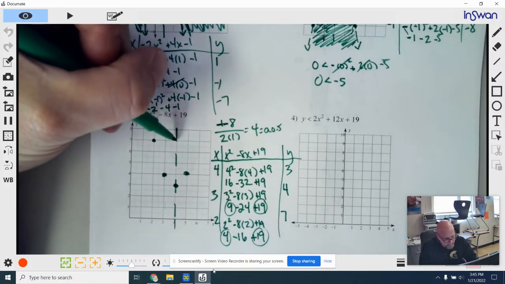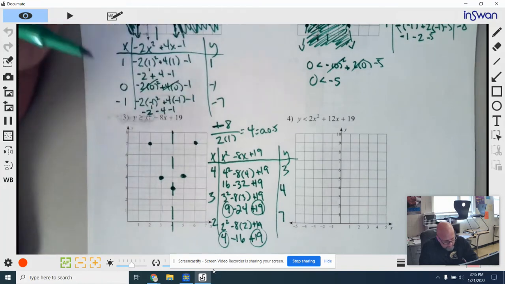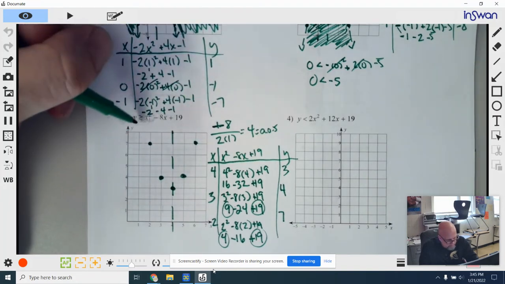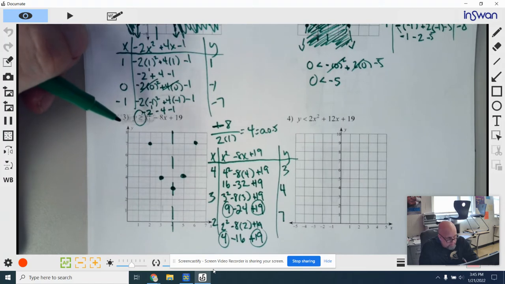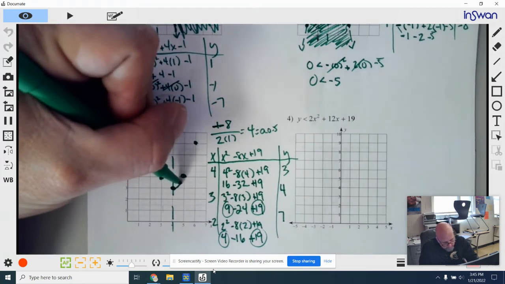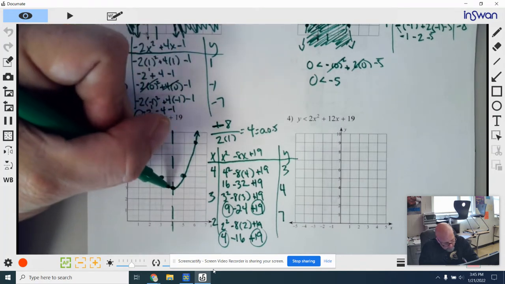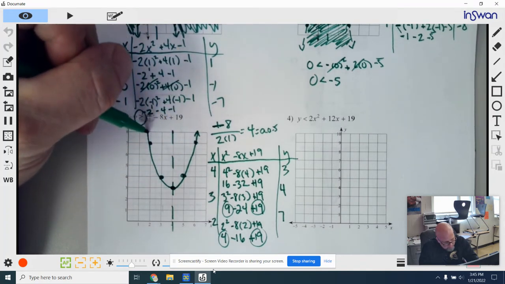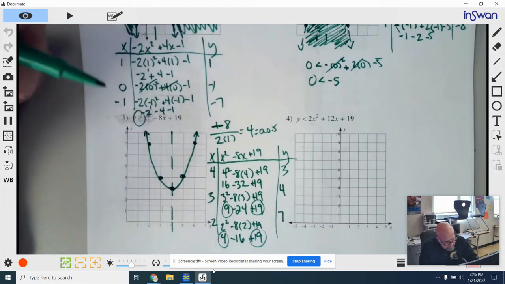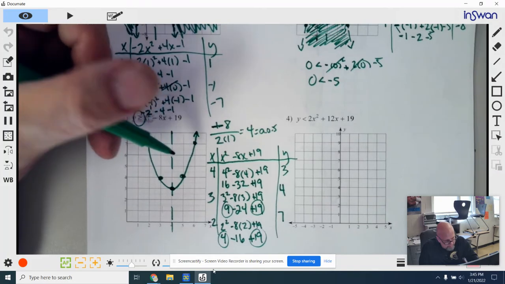Okay, so I am 2 away, so I need to go 2 away the other way. And there's my points. Okay, check the sign. The sign is a greater than or equal, which means it's a closed line. So make your closed parabola. And then pick a point to test, whether it's an outside point or an inside point.